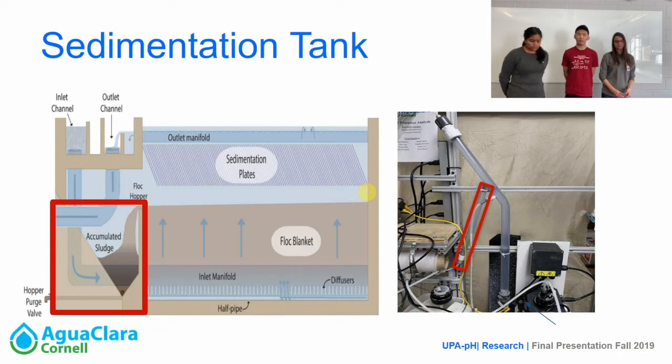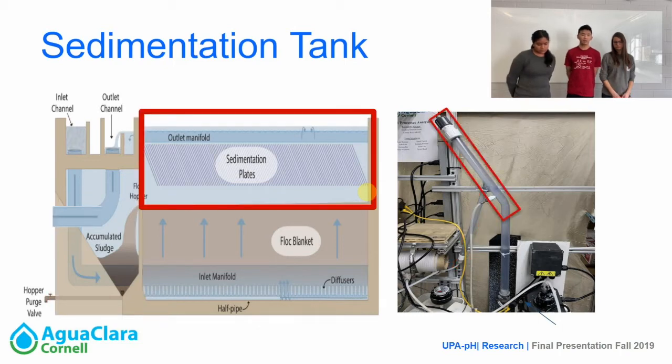And the hopper purge valve on the bottom left of the left figure is going to be represented by the waste stream. And finally, we have the sedimentation plates. The sedimentation plates are a last resort to prevent any more contaminants from escaping the set tank, because they disrupt the flow and essentially allow the flocks to remain within the set tank. That's going to be represented by a kink within our system.